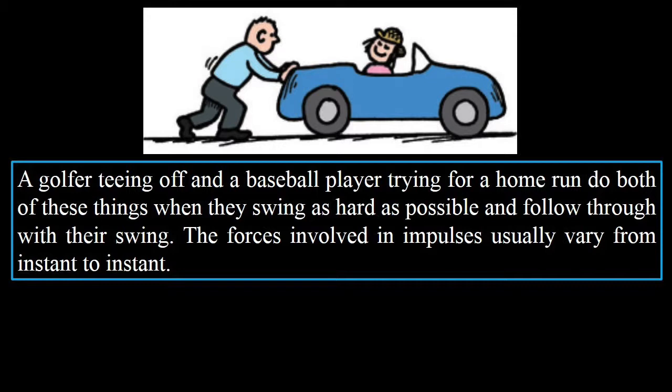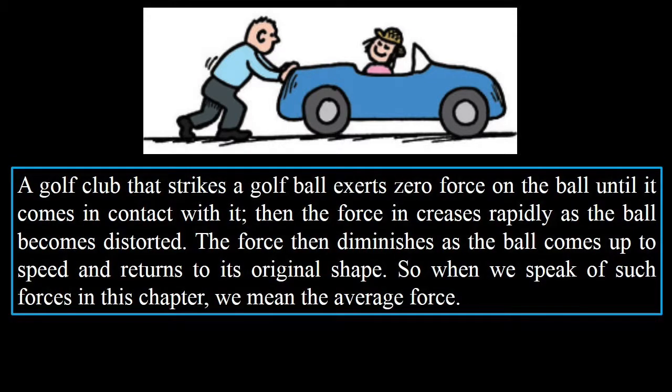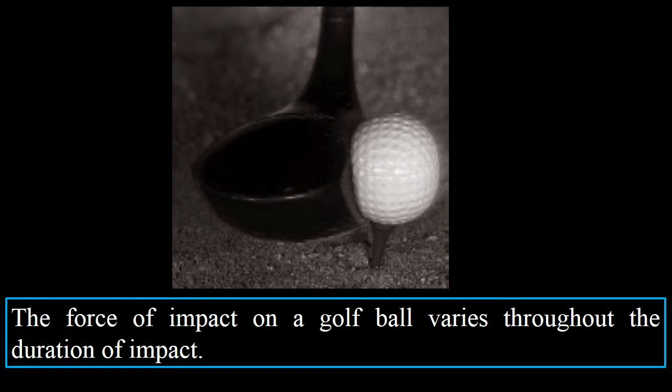The forces involved in impulses usually vary from instant to instant. Makes sense. A golf club that strikes a golf ball exerts zero force on the ball until it comes in contact with it. Then the force increases rapidly as the ball becomes distorted. The force then diminishes as the ball comes up to speed and returns to its original shape. So when we speak of such forces in this chapter, we mean the average force. So we're increasing the change in momentum by manipulating the impulse, the force times time. All right, we'll get there. Just hang in. The force of impact on a golf ball varies throughout the duration of impact. In other words, look and see how it's distorted.